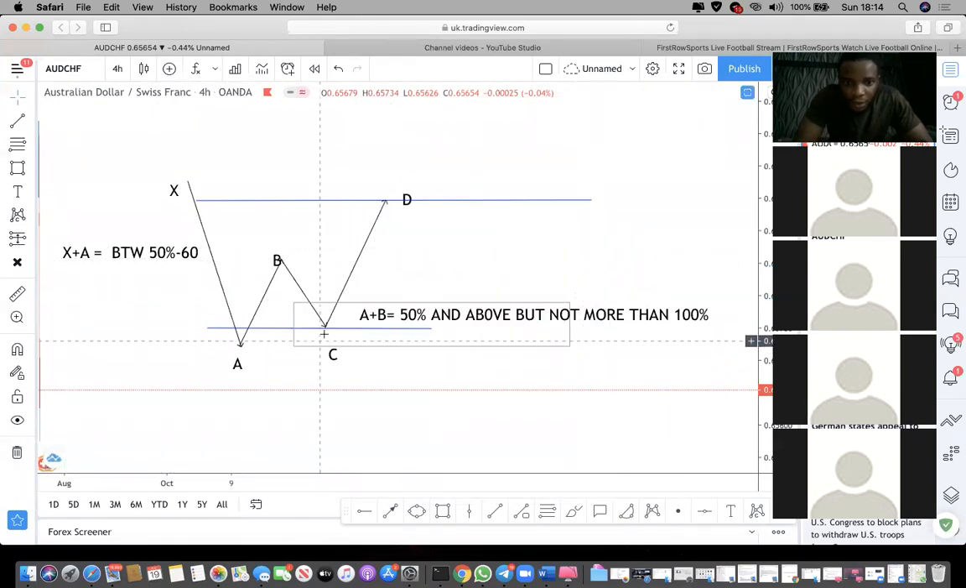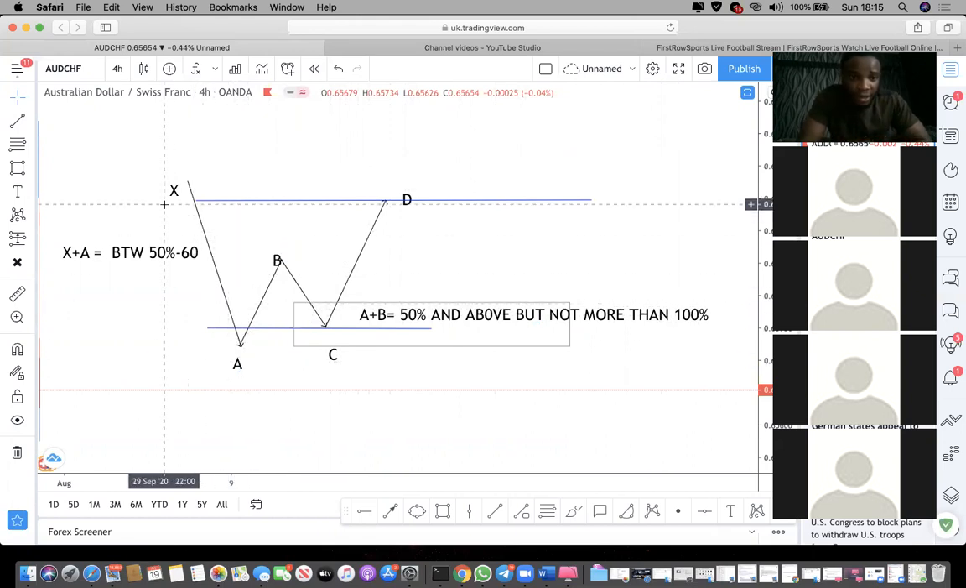All right, so this is what we want for this fib level. If we pull our fib from A to B, we want C to be 50% and above, but not more than 100%, including wicks. If the wicks go past the A level, that's it. We no more have a back pattern.